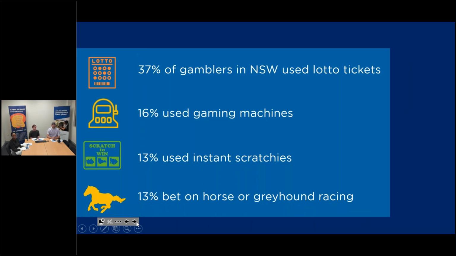Some of the more common forms of gambling that we see in New South Wales: 37% of gamblers used lotto tickets, 16% used gaming machines or pokie machines, 13% used instant scratchies, and 13% bet on horse or greyhound races. And one thing to note with this is that the definition of gambling has extended to include things like speculative investments, such as cryptocurrency as well.